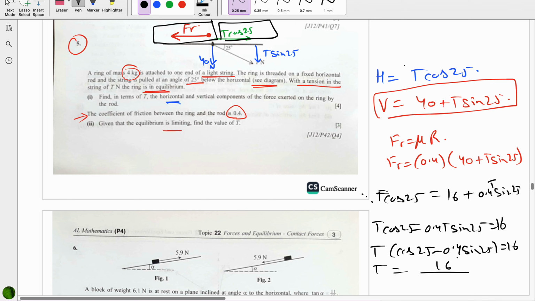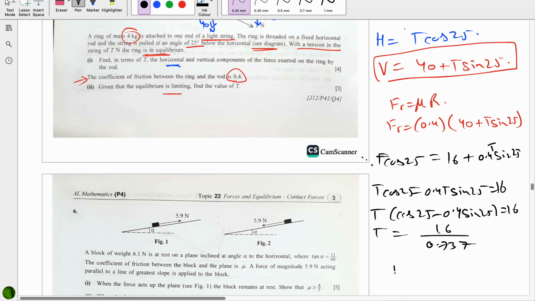Use of calculator. Cos 25 minus 0.4 times sin 25, and I get 0.737. So 16 divided by this answer is 21.7. Tension is 21.7 newtons. Clear?